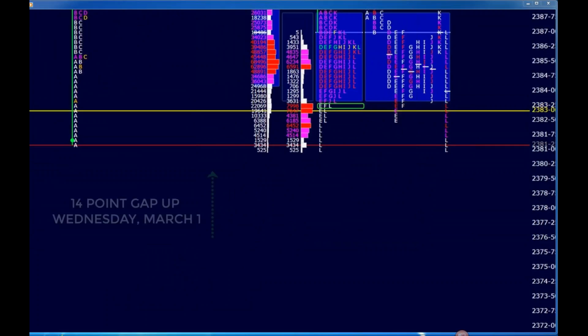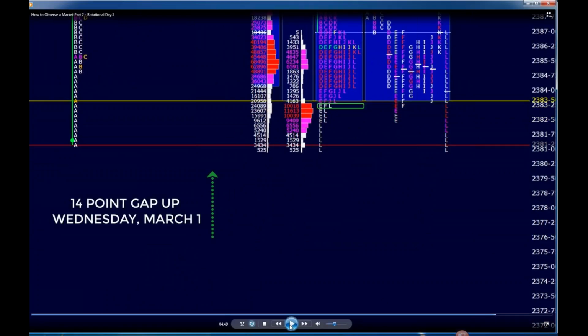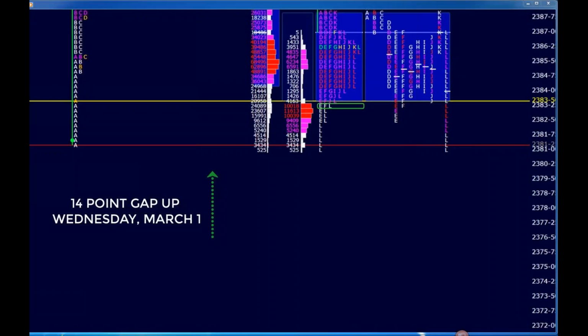Okay? Now, stop. If you can stop right there for a second, please. Notice the AO period low right here is a single tick below the A period low.